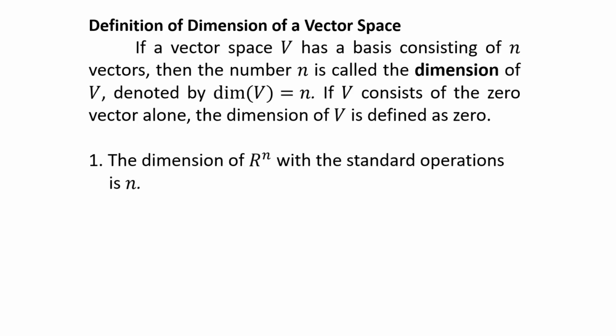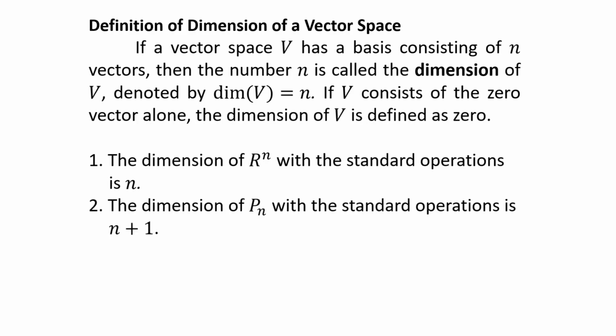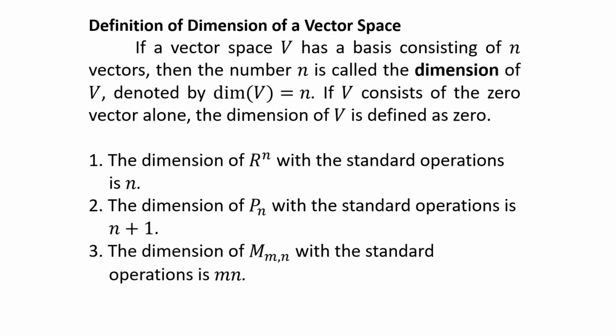So the following are the dimensions of the familiar vector spaces. The dimension of Rn with the standard operations is n. Next, the dimension of P sub n, the polynomials of degree n or less with the standard operations, is n plus 1. And the dimension of the set of m by n matrices with the standard operations is m times n. Note that these dimensions are determined by simply counting the number of vectors in their standard bases.